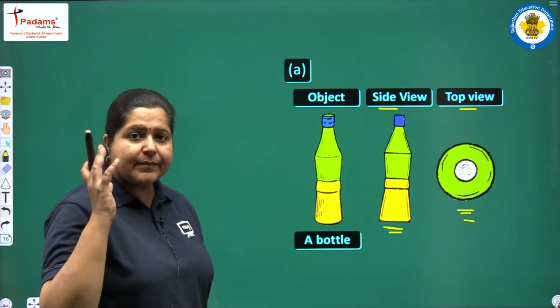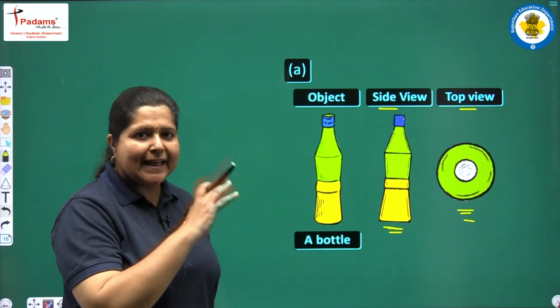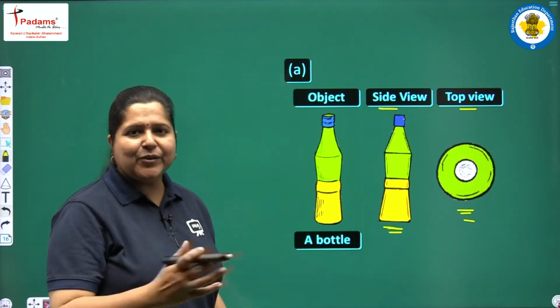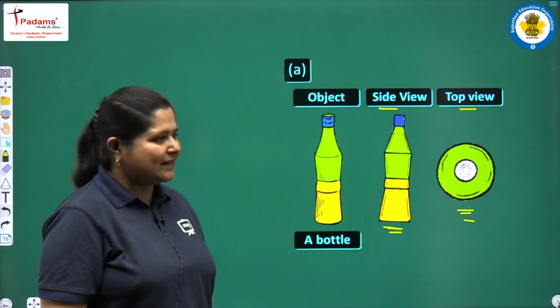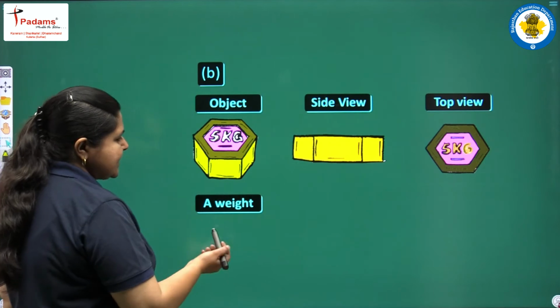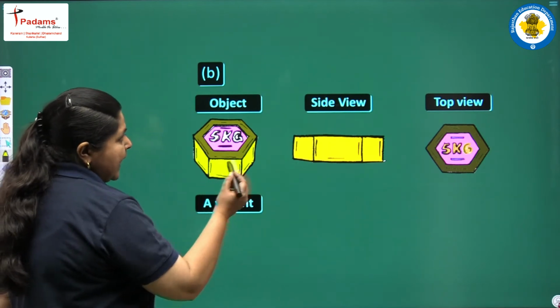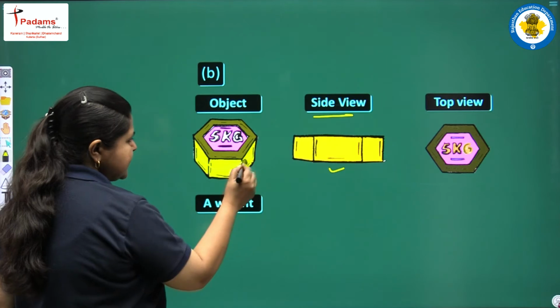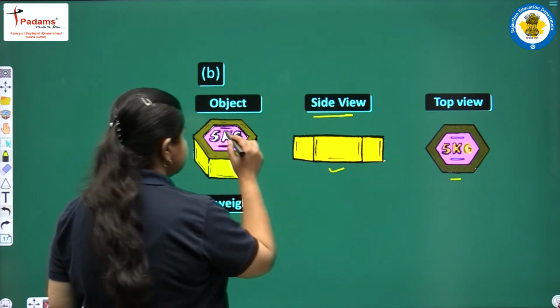You have to match them in your book. You can pause the video once and try to match the objects with their top view and side view first, and then you can get your answers verified from here. This one is the next one. This is a weight of 5 kg, and the side view, it will be somewhat like this, showing this face, and this is the top view, this one.